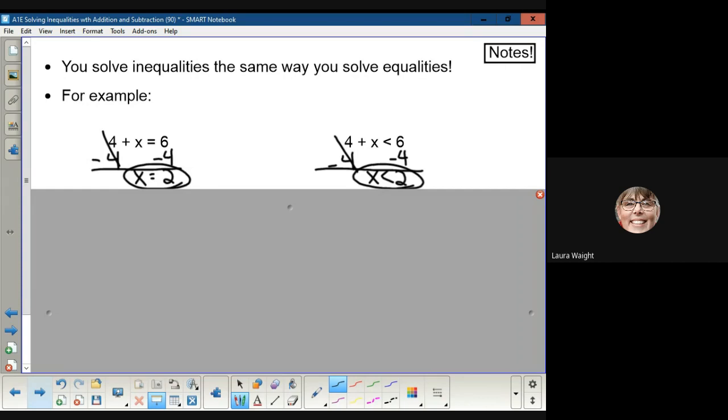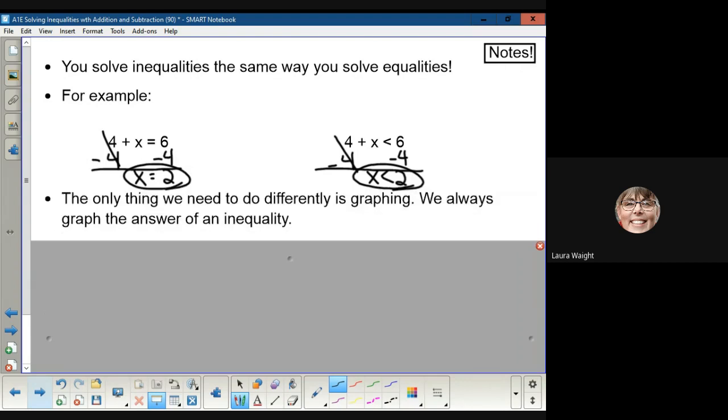So you solve inequalities the same way you solve equalities, except for one difference, of course. The only thing we're going to do differently is graph the answer. We always graph the answer of an inequality because there isn't just one number that's the answer. There's an infinity of numbers that end up being the answer, and so we throw them on a graph so we can see what that looks like.